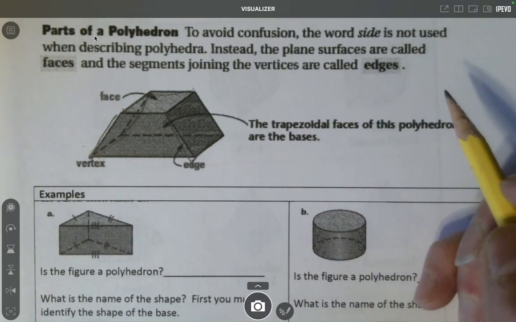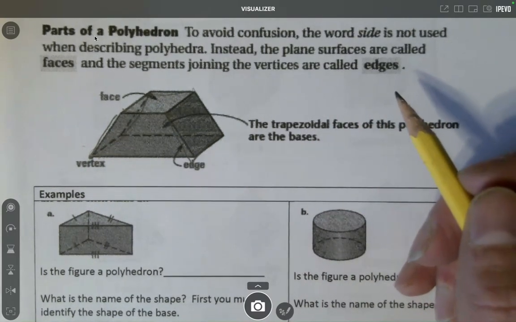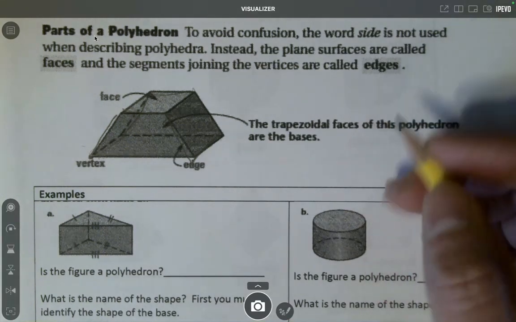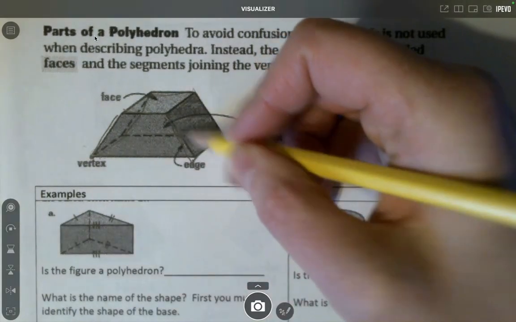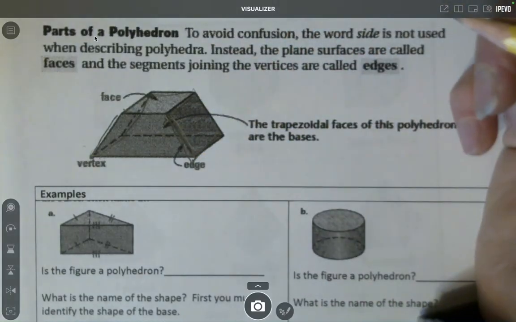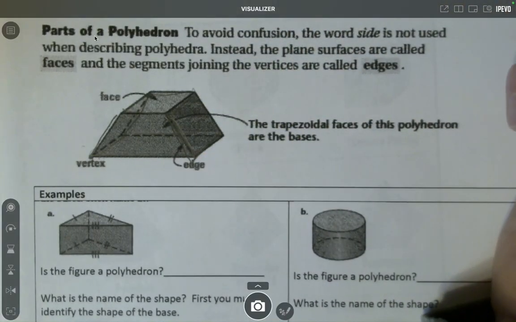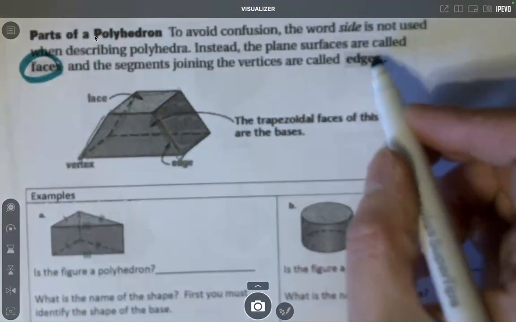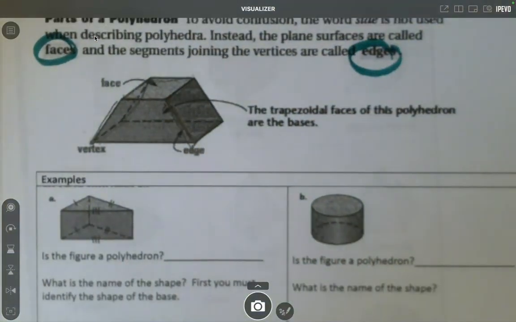But we don't talk about sides of the trapezoid anymore because we're looking at something that's 3D. We're going to call them edges instead. So we've got this edge here that's going to join two different faces. So the surfaces are called faces and the segments are edges. So we're looking at faces and edges now. We're not talking about sides anymore.